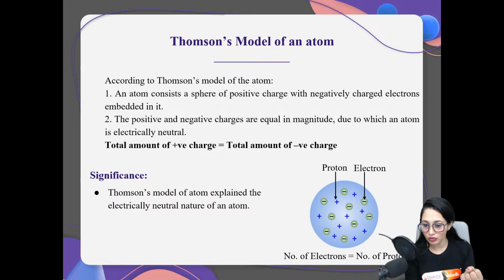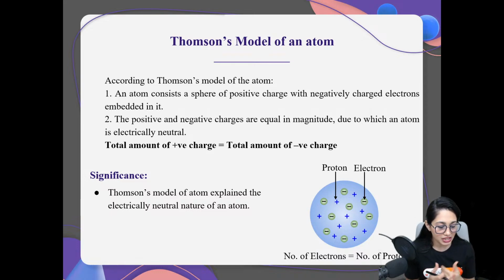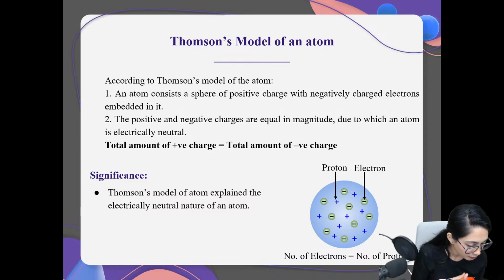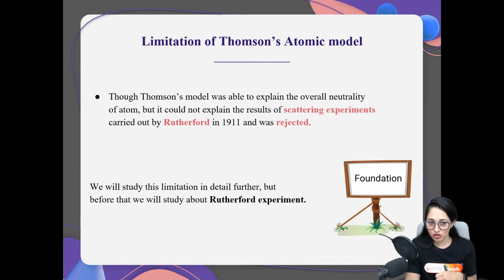As protons were also there, and the positive charge was there, negative charge is also there. So he says that an atom is electrically neutral. Hi Tarun, welcome to the class. Yeah, Thomson's model of an atom explained the electrical neutrality nature of an atom.